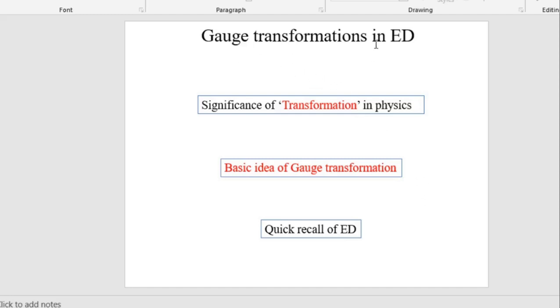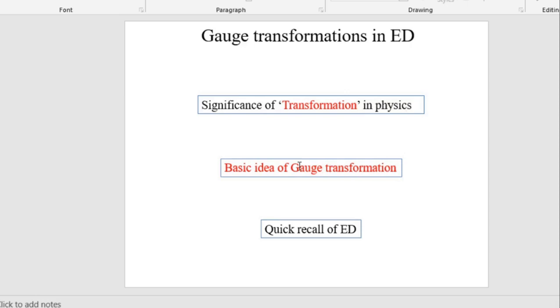So, gauge transformations in electrodynamics. Till now, what we have studied is that we first considered the significance of the term transformation in physics. On the basis of this discussion we can build some basic idea about gauge transformations, that means the significance of transformation.